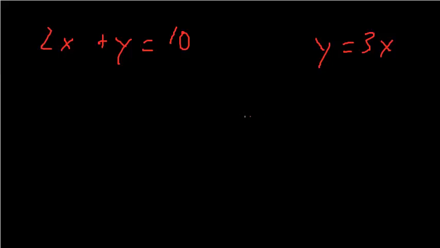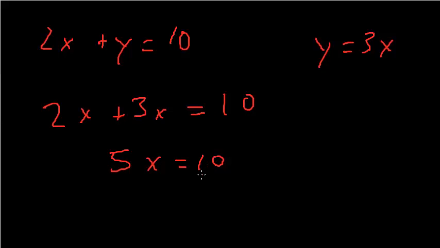Now the substitution method takes note that the solution to both equations will have the same y value and the same x value. So if here I find that y is equal to 3x, then this y should also be equal to 3x, which means I can substitute in that 3x in for y into this first equation. What that gives me is 2x plus 3x is equal to 10. I then combine my like terms. 5x is equal to 10. Divide by 5 to solve for x, and x is equal to 2.